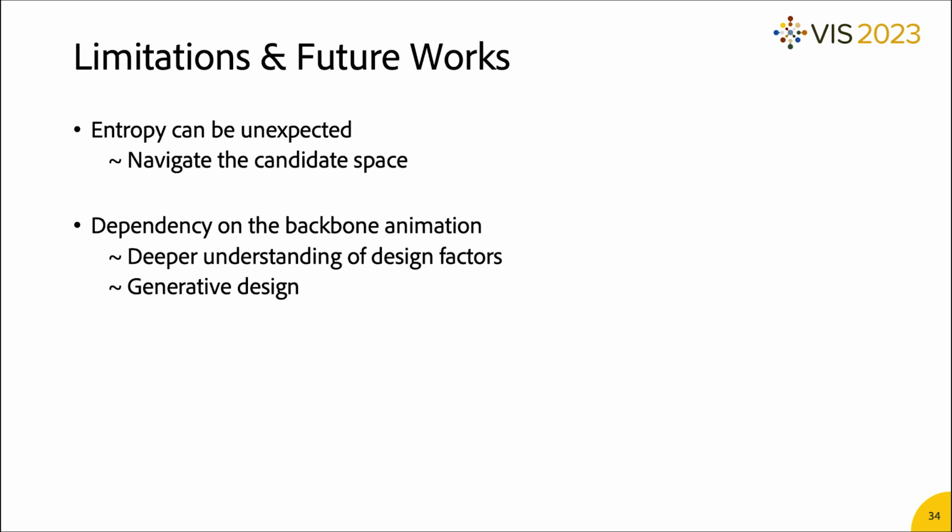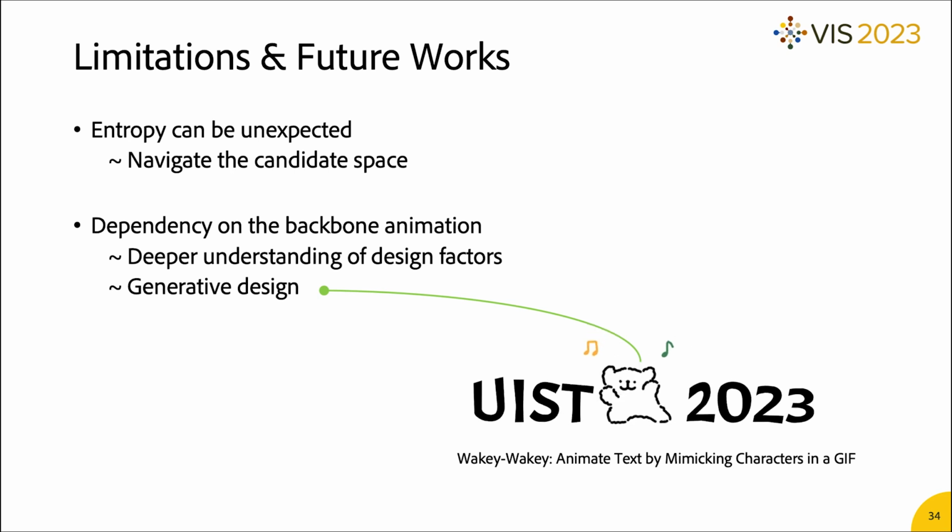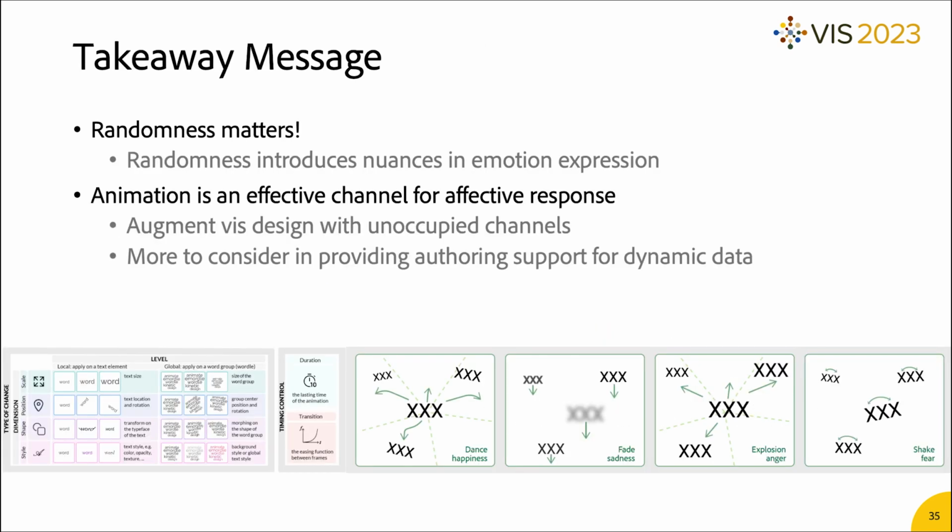First, end users may not foresee the outcome of the entropy configuration. More guidance is expected to navigate them in the candidate animation schemes. Second, the success of an Emordle heavily relies on the backbone animation design. It is still unclear what contributes to the most effective design and requires significant design expertise. Future work may dive deep into different design factors and investigate generative design to automate the process. As a preliminary work, we had a paper about transferring cross-domain animation design onto text to appear on VIS.